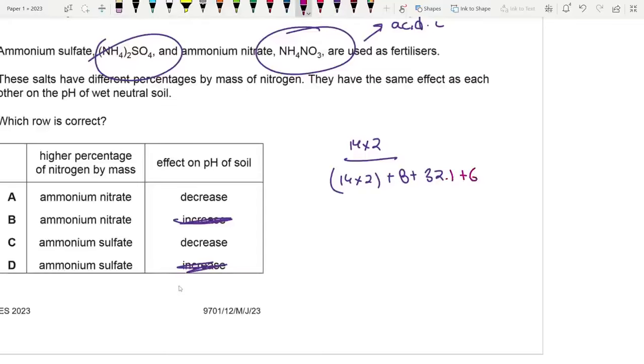Plus 4, 16 is 64. This is one. The other is 14 times 2 divided by 4 plus 14 times 2, which is 28, plus 48. Clearly, it's looking like the one below, right? Clearly.